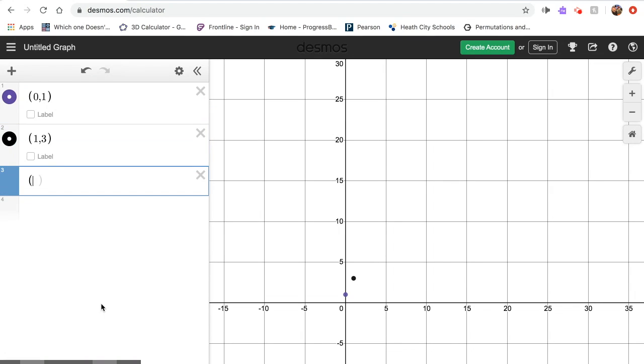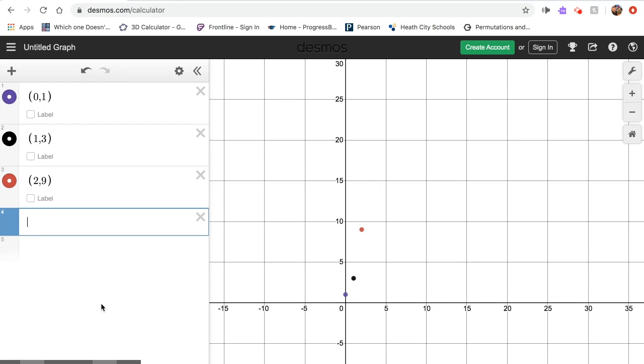The next point after that, again, when I move 1 more unit to the right to 2, its y-coordinate would need to triple. That would become 9. And then when I moved over 1 more unit, 3, I would triple that again. That would become 27. That should be enough points in that direction.